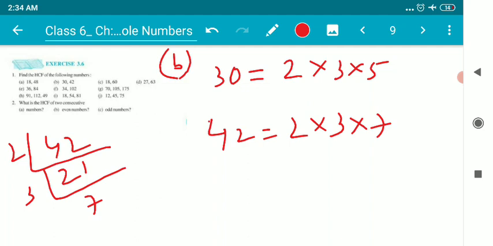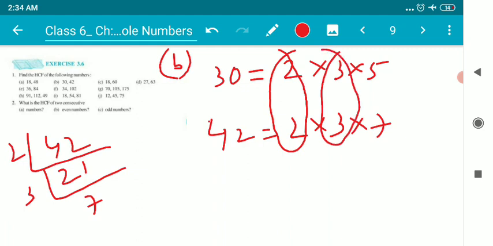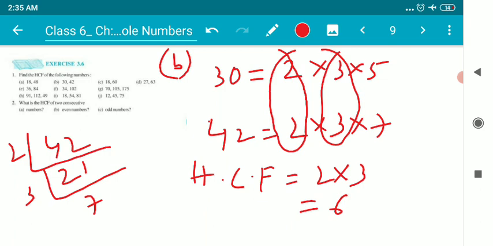Now it's time to make pairs. Here is a pair of 2, as we all can see. Here is a pair of 3, as we all can see. So we can write the HCF of these two numbers is 2 into 3. Answer is 6. The answer of this question is also 6. 6 is the largest number that divides 30 and 42 both. So I believe it's clear.